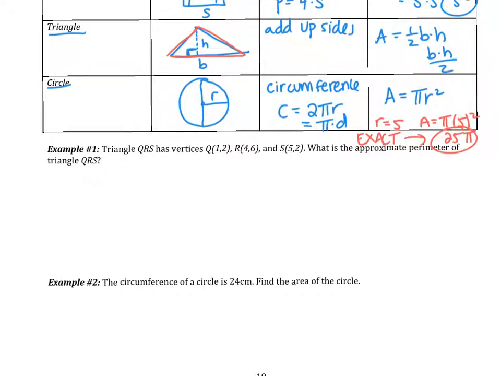Triangle QRS has vertices Q at 1, 2, R at 4, 6, and S at 5, 2. What is the approximate perimeter of triangle QRS? Okay, so before we do anything, what we should probably do is draw a figure. So let's not jump into any calculations. Let's just draw a figure so we know exactly what we're looking at.